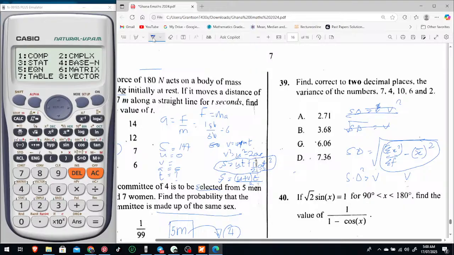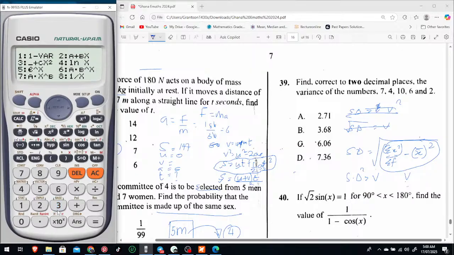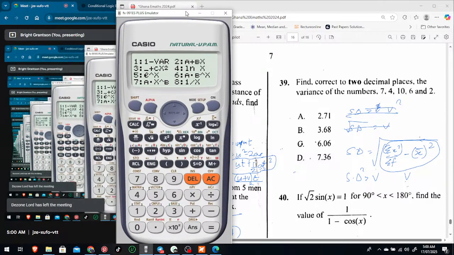Yes, sir. Very good. So let's punch our calculator. Press mode, press 3 for statistics. Have you done it? Yes. Now select one variable.